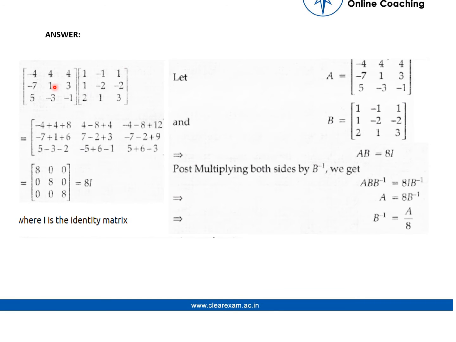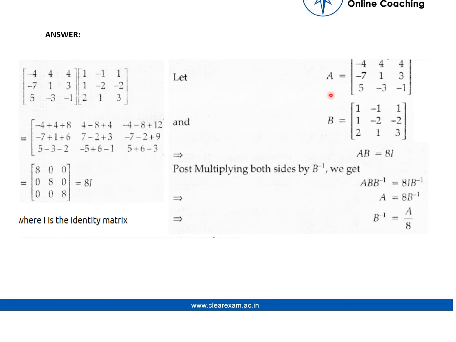First, we take the given two matrices and multiply them to get this matrix, which is equal to 8I, as it is the identity matrix.